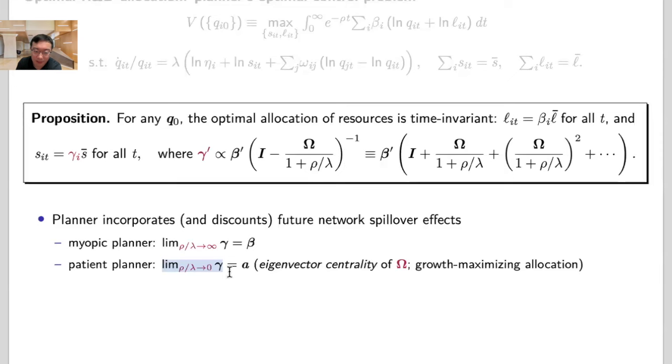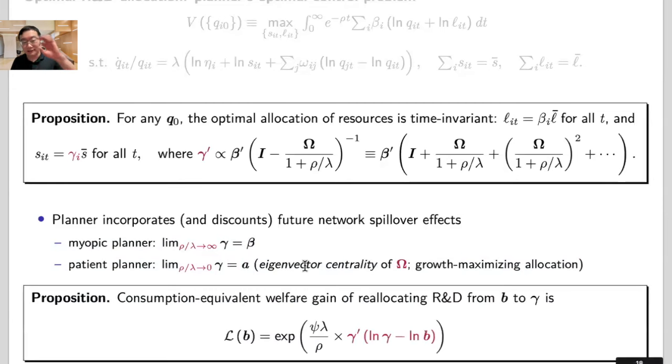In the limit, the optimal allocation converges to the eigenvector centrality of the network, meaning a sector is more central if it generates lots of spillovers to other central sectors. Turns out that's also the growth maximizing allocation. So if we're infinitely patient, we should do research with the only goal in mind being long-run growth. For any finite level of patience in between these two extremes, the optimal allocation is a weighted average, in a vector sense, in a matrix equation sense, between consumer preferences and the vector that maximizes growth. So in general, it's always in between.